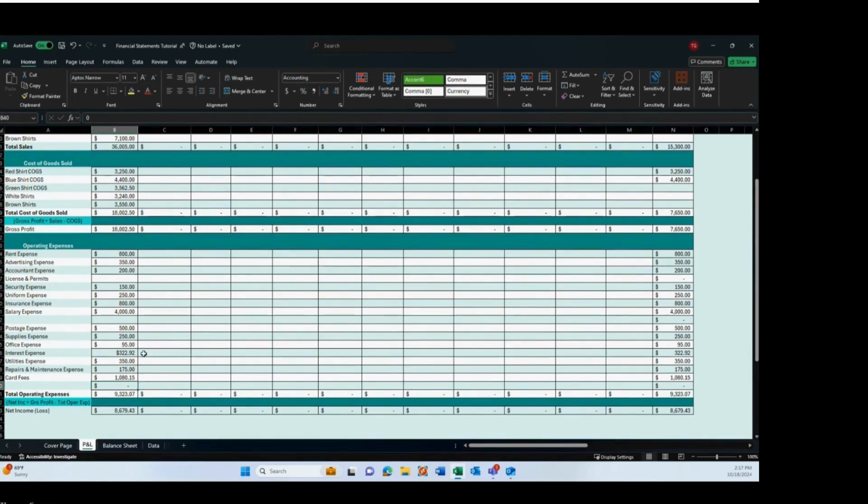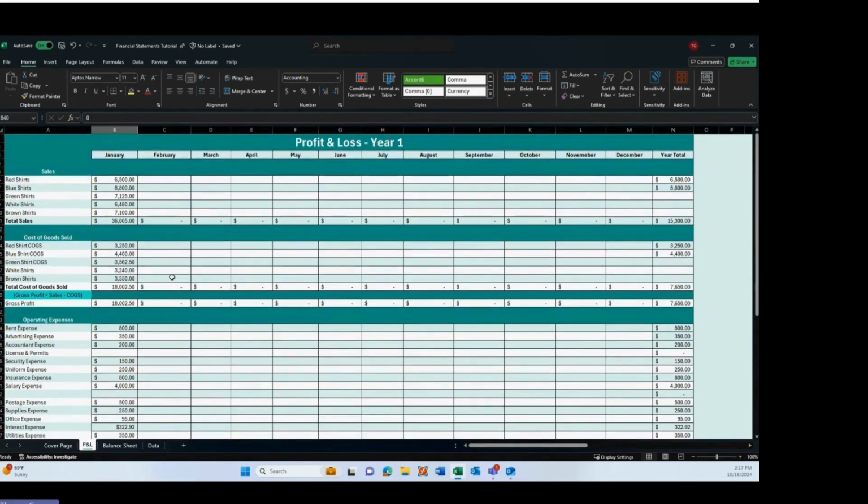So now if we just take a minute to look at this, we can see some things pretty clearly. This is going to be what the completed profit and loss looks like for the month of January. And so, we can see that we sold $36,005 in shirts. And those shirts cost us $18,002.50. So that leaves us with a gross profit of $18,002.50.